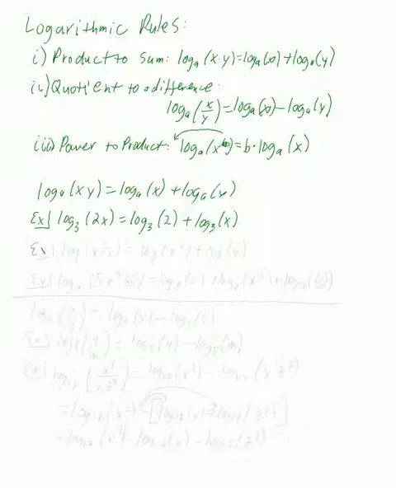Let's do another example. We'll call this one the common log. Notice there's no base written here. That means it's actually base 10, of x squared y. Again, we need to recognize this as x squared times y. So this will be the common log of x squared plus the common log of y. We went from a product to a sum.